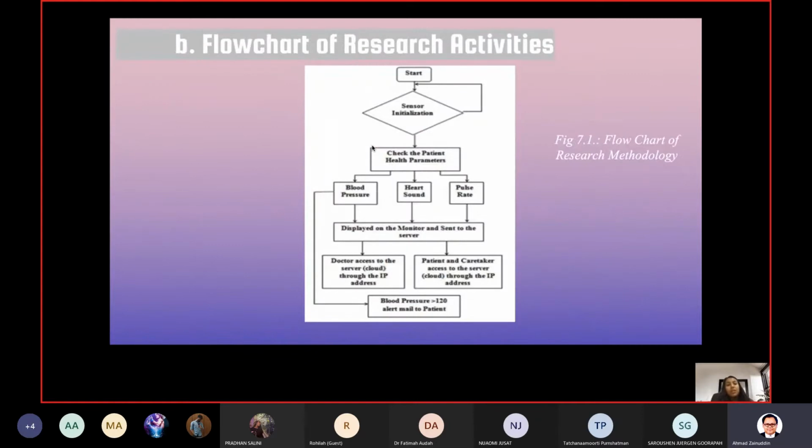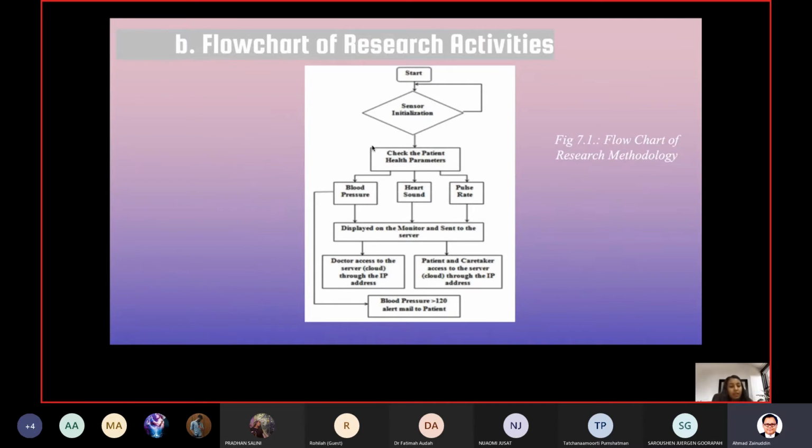So this is the flow chart where we start with sensor initialization, then check the patient's health parameters like blood pressure, heart sound, pulse rate. So this is basically the methodology. This is the process where we check the blood pressure, heart sound, pulse rate, then display it on the monitor and send it to the server.